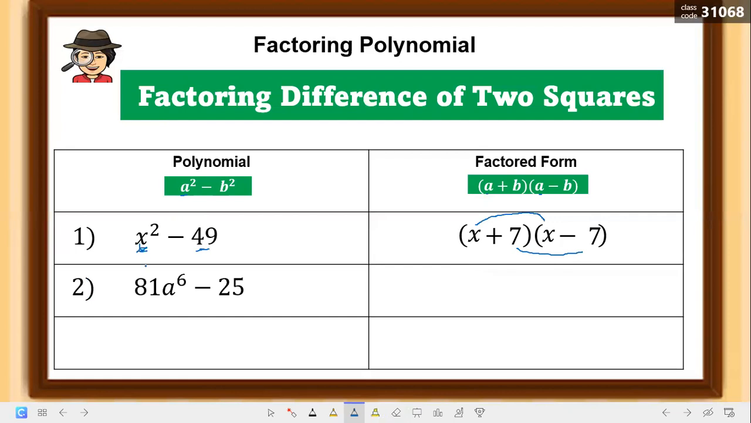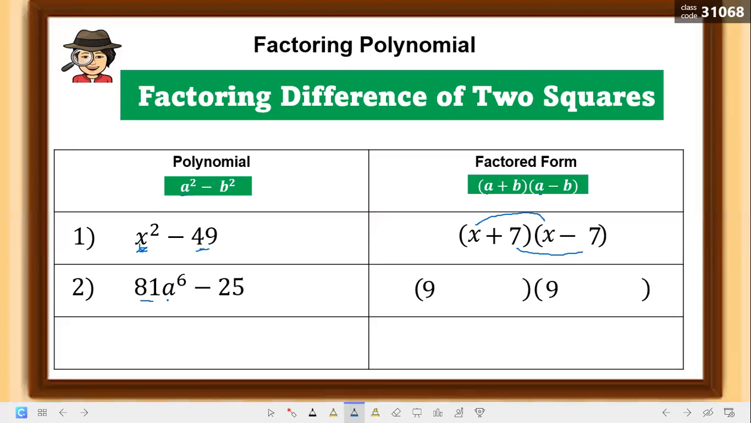Balikan lang natin. Next, number 2. 81 a raised to 6 minus 25. So first, gawa ka ng dalawang kulungan. Kapag difference of two squares, no, dalawang kulungan. Pag common monomial factor, isang kulungan lang. Okay? Then, you have to think, what is the square root of 81? Yes, Johan? 9. Very good. So ilagay mo muna sa una.